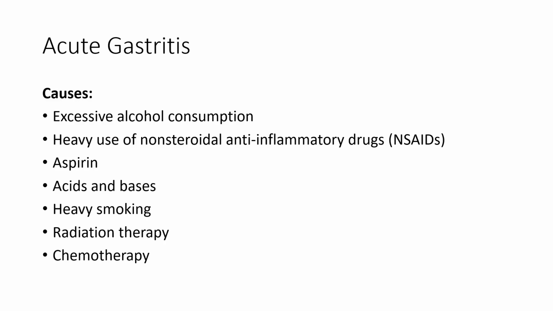Causes of acute gastritis include excessive alcohol consumption, non-steroidal anti-inflammatory drug use, aspirin use, heavy smoking, radiation therapy, chemotherapy, etc. Morphologically, there will be acute inflammation, which is represented by the presence of neutrophils. As injury progresses, erosions occur. By erosions we mean superficial mucosal defects that are accompanied by neutrophilic infiltrates.